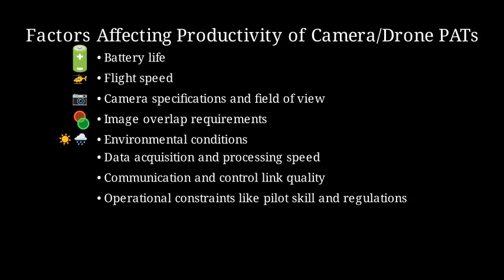The sixth factor is data acquisition and processing speed. The faster you can offload images and process them into maps or models, the sooner you can plan additional flights and deliver results. The seventh factor is communication and control link quality. A reliable data link ensures consistent command and control and may allow real-time transmission of imagery back to base. Understanding these 8 factors is essential for maximizing productivity and ensuring the success of your drone-based data acquisition missions.